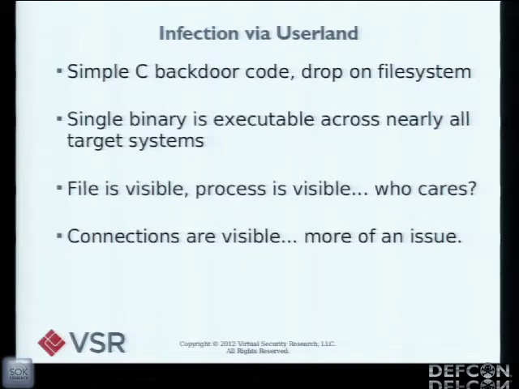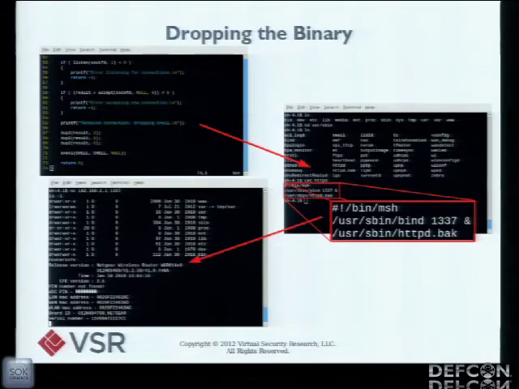So just looking at user land, it's very simple. Just do a quick backdoor code in C, drop it on the file system. Again, you have the same one binary, which is executable across nearly every device. You have the file, but you have a problem. The file is visible, the process is visible, but honestly, who cares? No one's going to see the file system, no one's going to see the process list unless you solder into the pads, at which point it's probably sitting in an FBI office on some forensic person's desk.